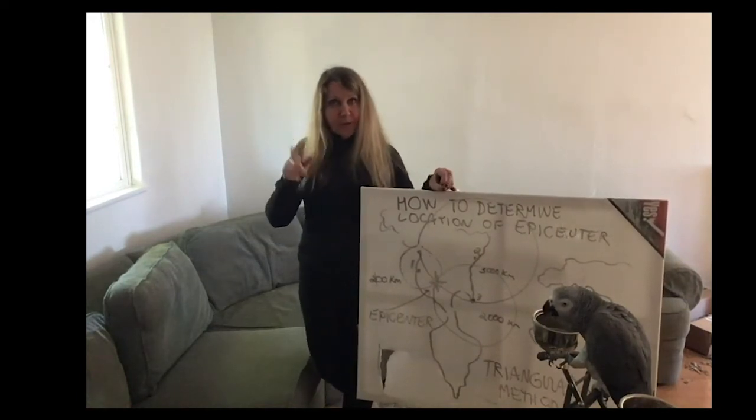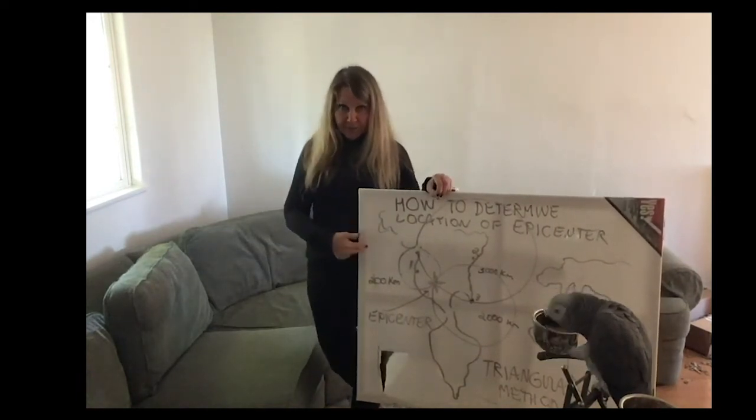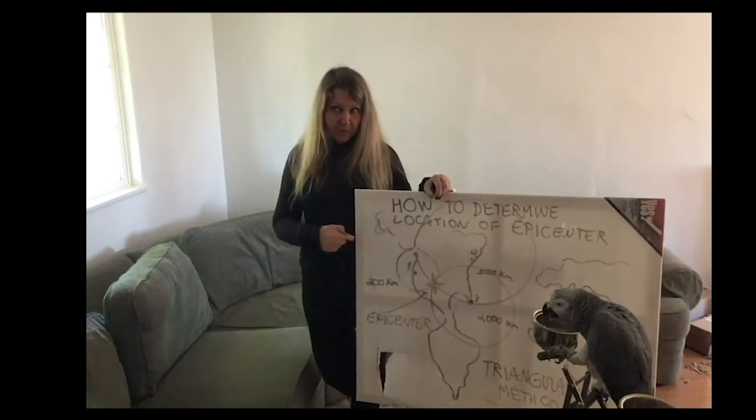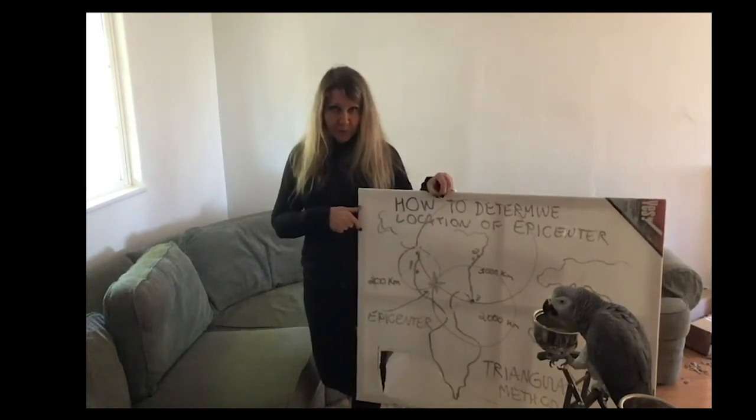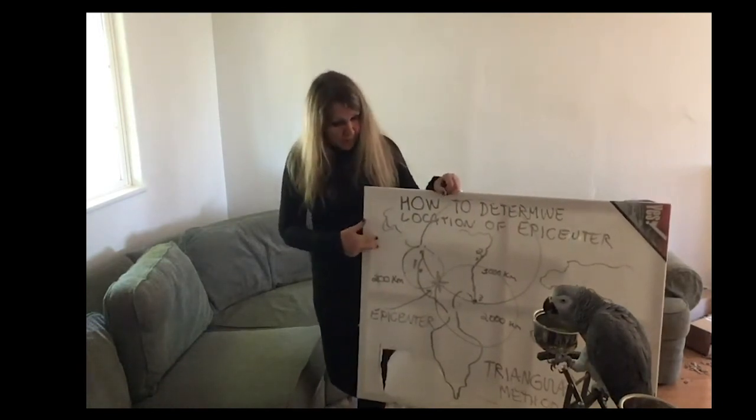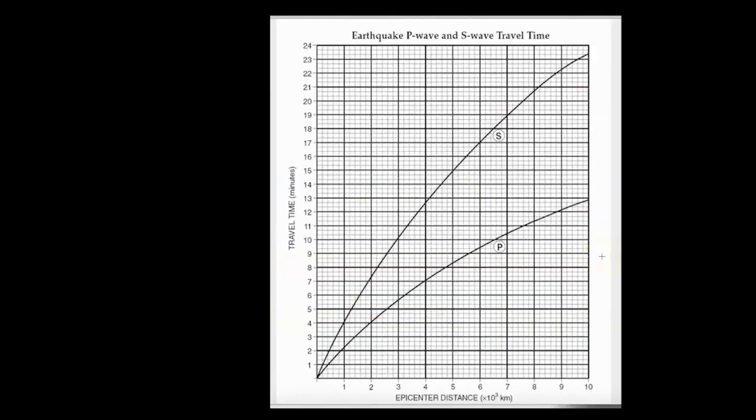And I'm going to show you right now how to get that number. In other words, how to get the distance you are from the earthquake, because that was part of step 1. This is called an earthquake P wave and S wave travel time graph. And what this shows is really the speed of the S and P waves.